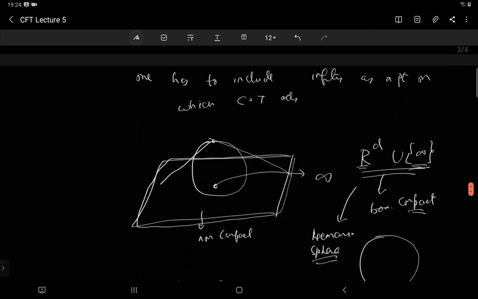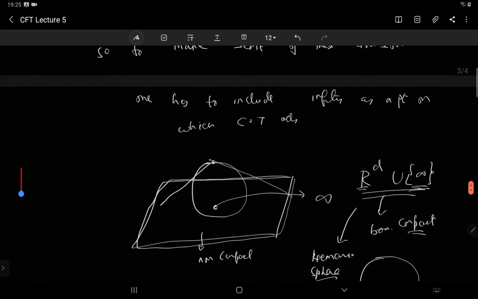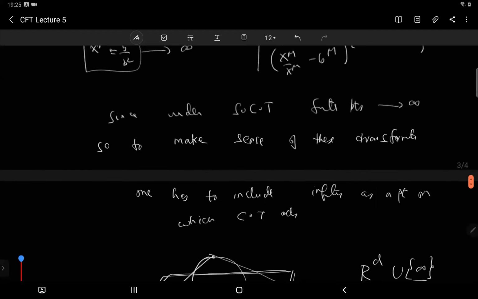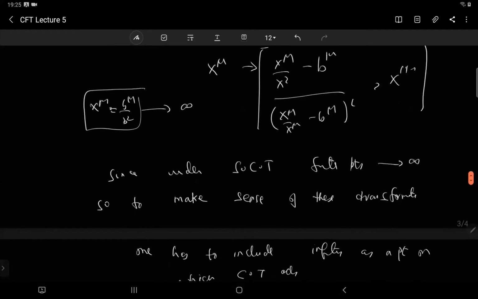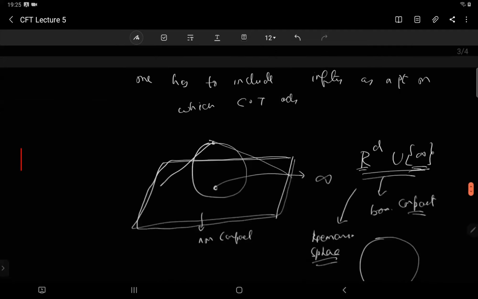Okay, meaning you think of infinity as a point and then include that point in your space. So it is Rd union with the points at infinity. Okay, but once you have included the point at infinity, this special conformal transformation takes you to infinity, but all infinity points are the same. You cannot distinguish whether it is this infinity or this infinity, because if you take this, x prime mu becomes infinity. So that infinity can be any of the infinities.